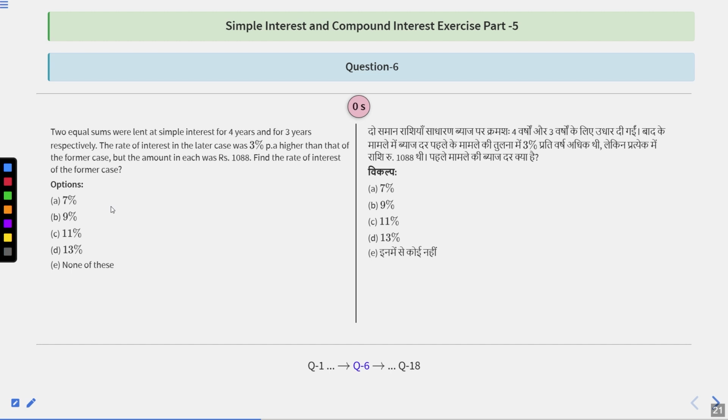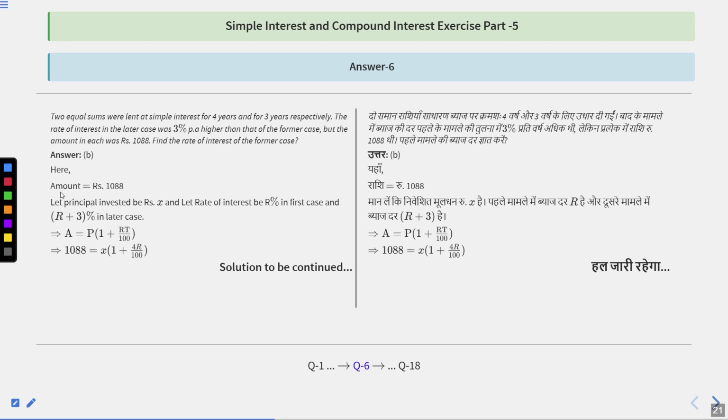Now time's up. Let's see the solution. Now amount is given 1088. Let the principal invested be X rupees and let the rate of interest be R% in the first case. So it will become R plus 3 in the second case, because it is given that in the latter case the rate is 3% higher than the former. So the second case rate of interest will be R plus 3%.